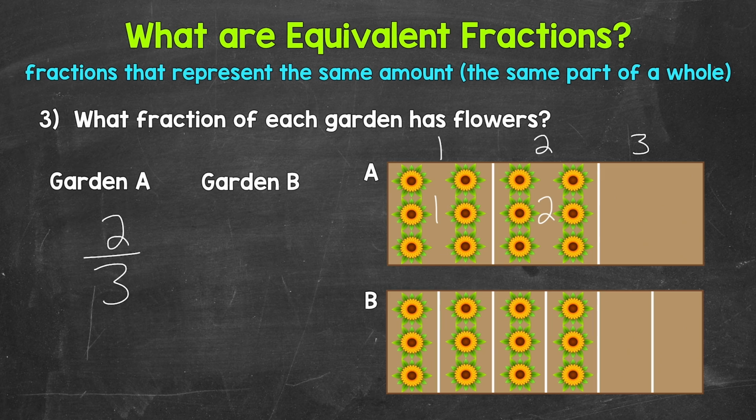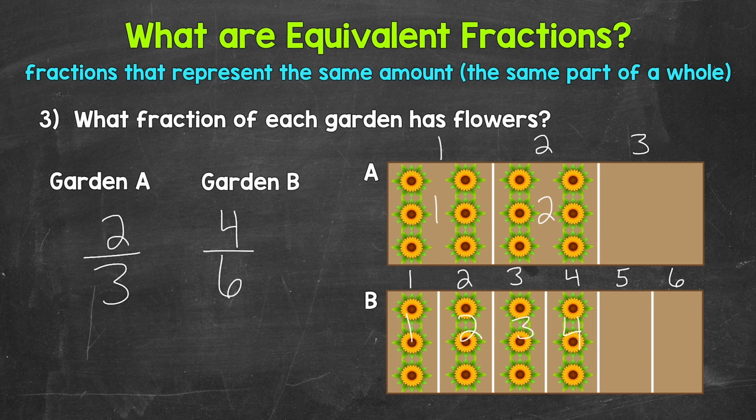Now let's take a look at Garden B. Garden B is divided into 1, 2, 3, 4, 5, 6 equal sections. So 6 is our denominator. And then 1, 2, 3, 4 of those sections are filled with flowers. So 4 is our numerator. 4/6 of Garden B is filled with flowers.